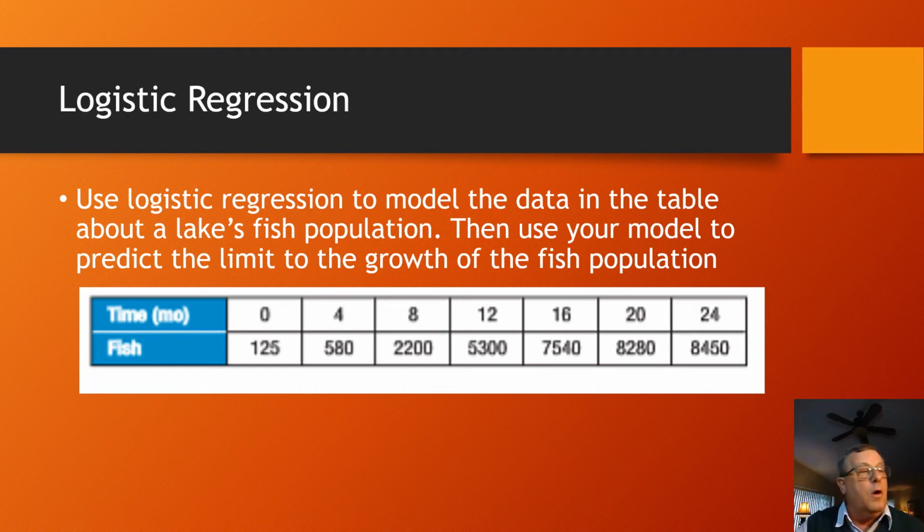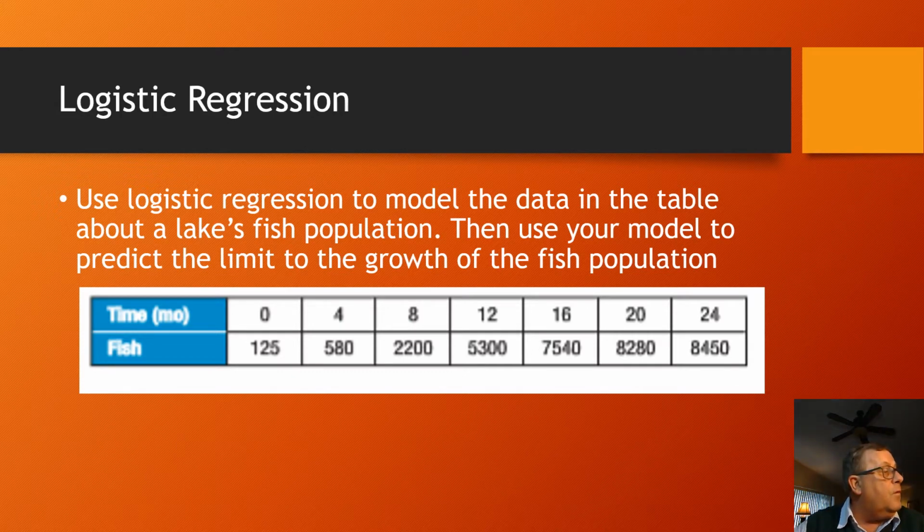Sometimes when we're looking at growth models, there's a limit to that growth. It just can't continue to go up forever. One of the areas where we may see this is population, where maybe space or food or water, or some type of limiting factor limits growth. And we can model that with a logistic regression.